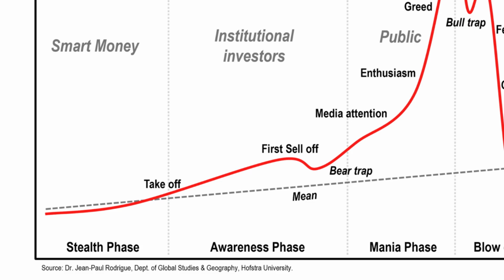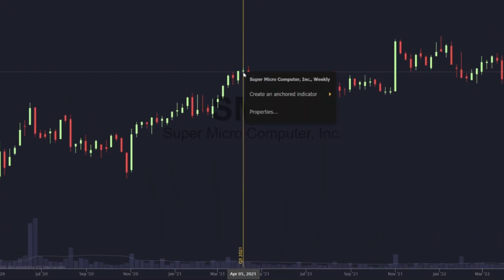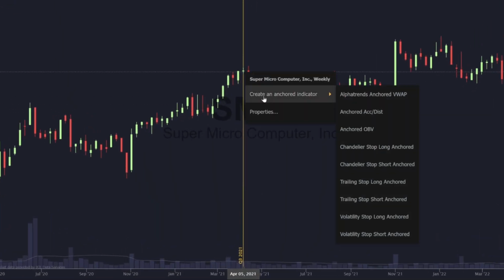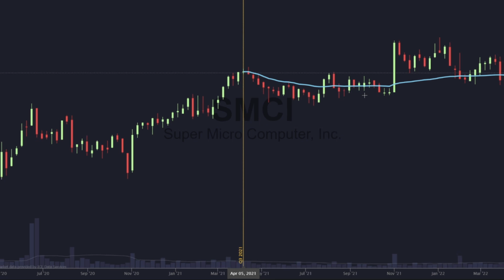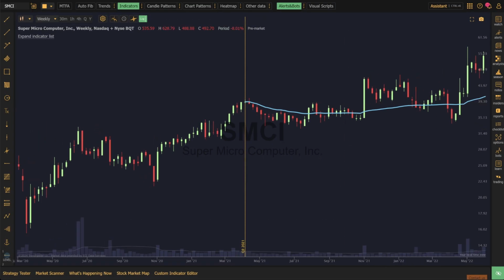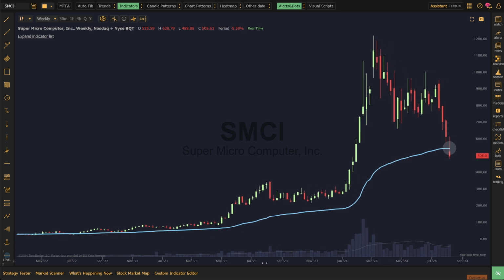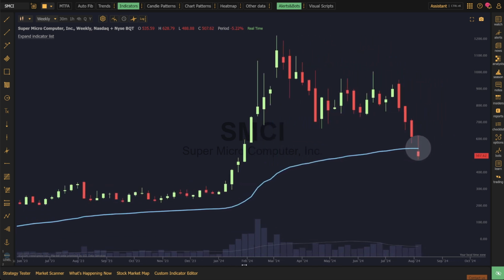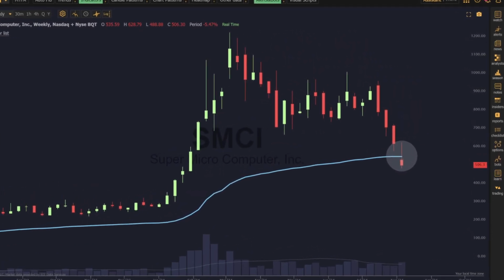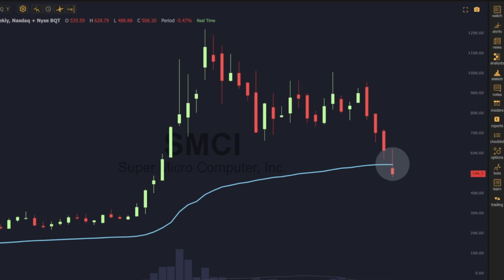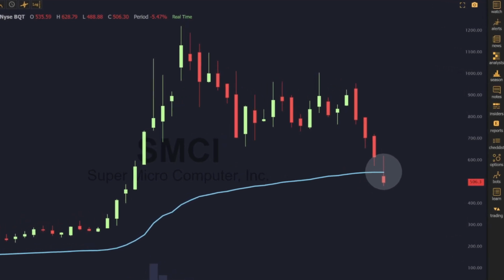Number 2, anchored VWAPs. They tell us the average price paid for a stock from a specific point in time, and when we anchor a VWAP to quarter 3 2021 earnings, we see price has just broken below this key level for the first time in nearly 2 years. This means that on average, investors that bought between quarter 3 2021 and now are in positions that are in the red. How can this be?